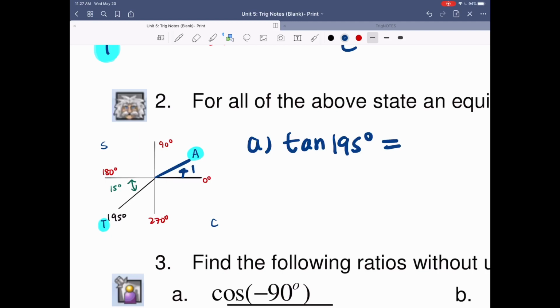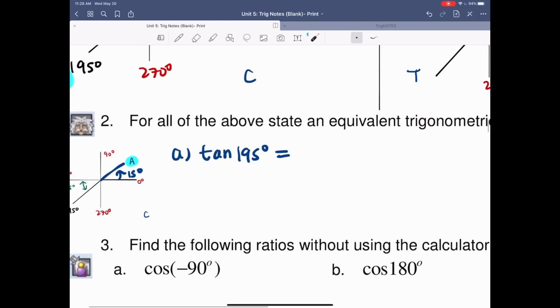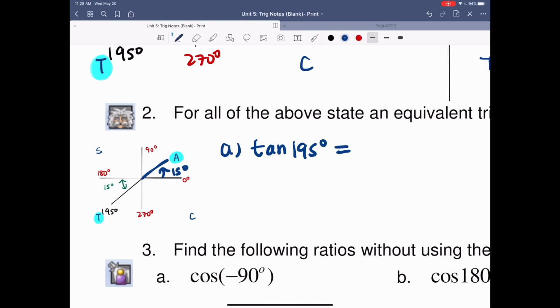Well, why is that? If tan 195 is this value, tan 15 will also be the exact same value, and it will have the same sign according to my highlights. My highlight indicates where my tan ratios are positive. And so that's why I can just write tan 195 is exactly equal to tan 15, which is in quadrant 1.